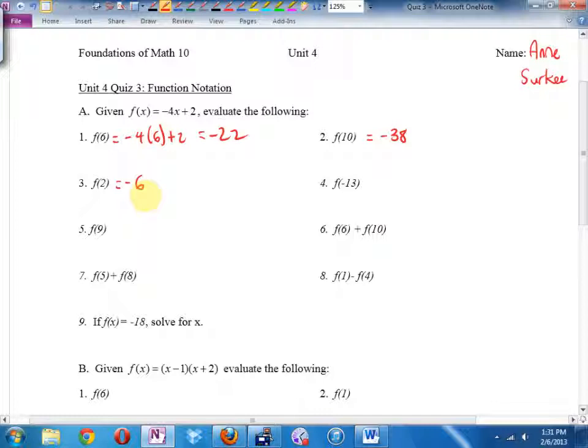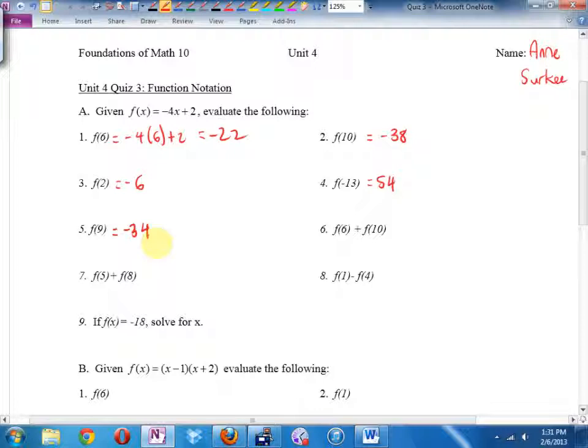F of 4, negative 13 times 4, negative 40. That's wrong, Mr. Duke. Negative 42? Yeah, I guess negative 52. Negative 52 plus 2. Negative 50? No, positive 54. Is that right? Yes. Boy, did I botch that doing math in my head. F of 9, negative 36 plus 2 is negative 34.